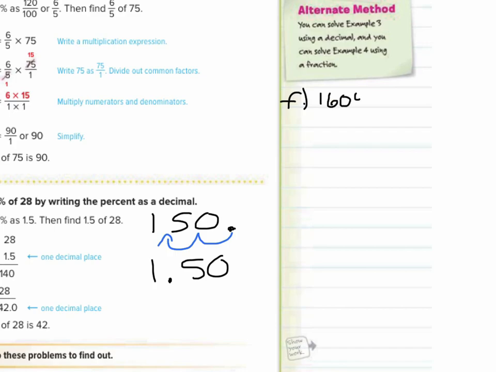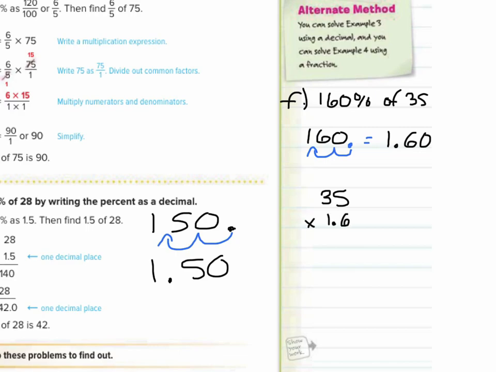160% of 35. Let's write 160% as a decimal. Right now, the decimal point's here. 2 spots to the left is going to get us a new decimal of 1.60. And so as I multiply these together, I can take my 35 times simply 1.6. I can kind of just leave off that 0.